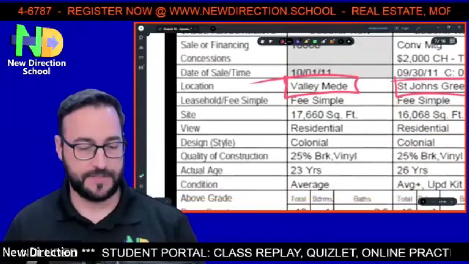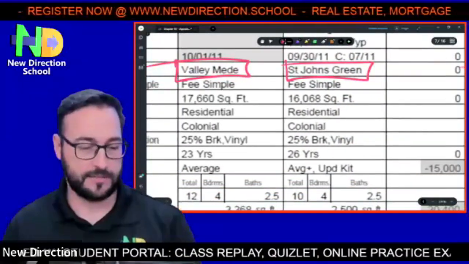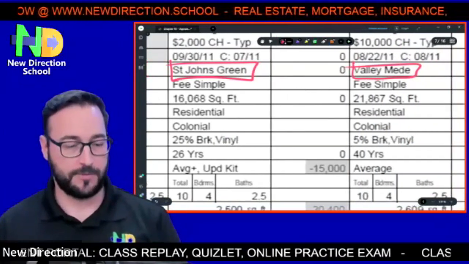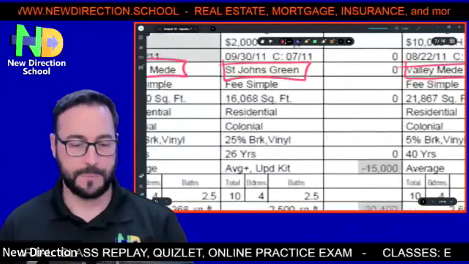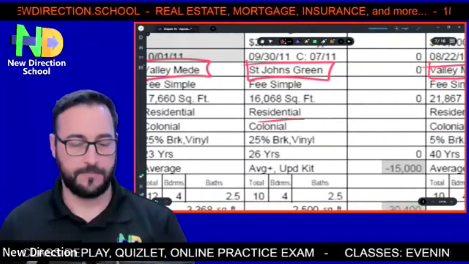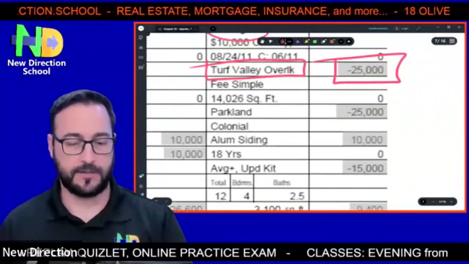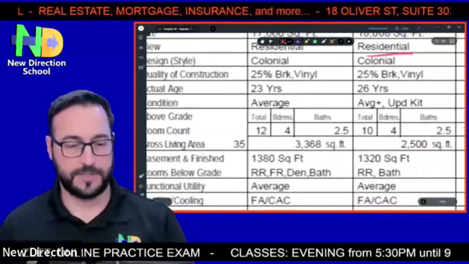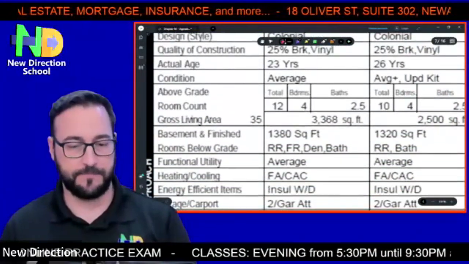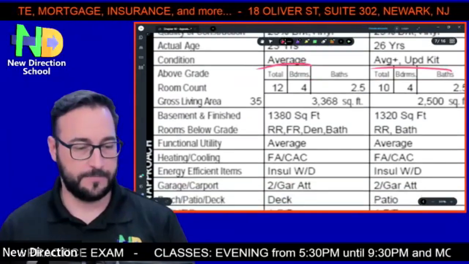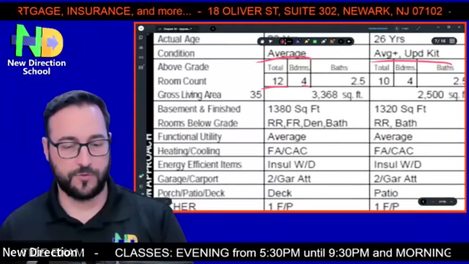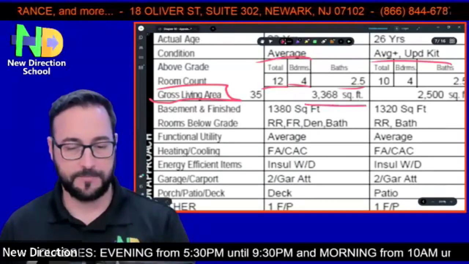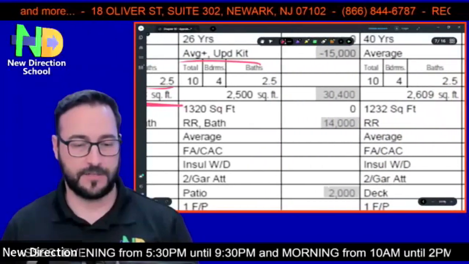If it was leasehold or fee simple, the site, so the lot is 17,000 square feet for the property we're looking at. Comparables are 16, 21, and 14. This one's residential parkland. Okay, and we take money out of it. Colonial style, like everything is here. Condition, average upgraded. 12 total rooms, 4 are bedrooms, 2.5 baths. Gross living area, GLA, is 3,368 square feet.